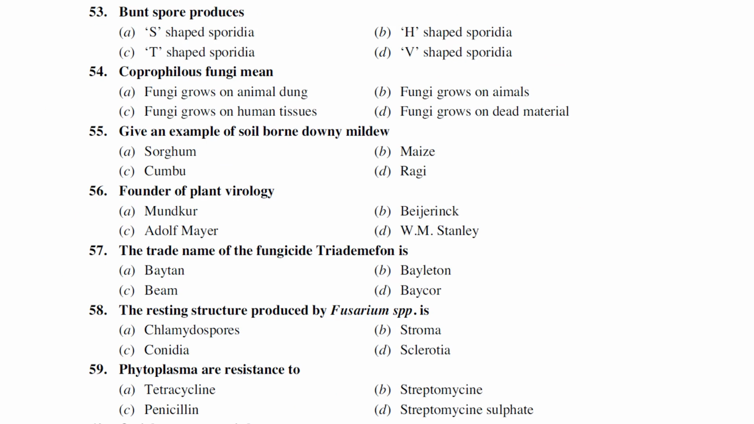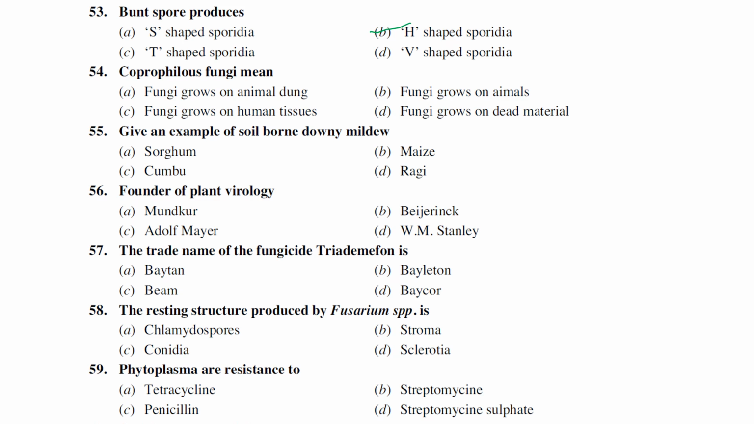Next one, bunt spore produces, this bunt spore generally produces which shaped sporidia? S shaped, T shaped, V shaped, H shaped. Generally the bunt produces H shaped sporidia. So majorly H-shaped sporidia will be produced, especially if you see Tilletia and Neovossia, they produce these H-shaped sporidia.